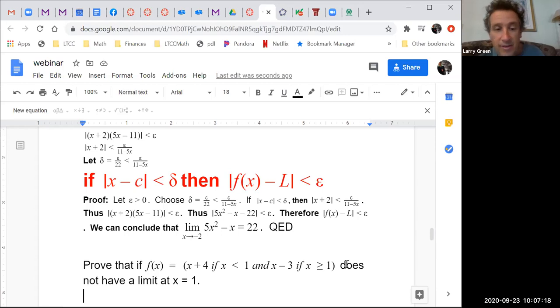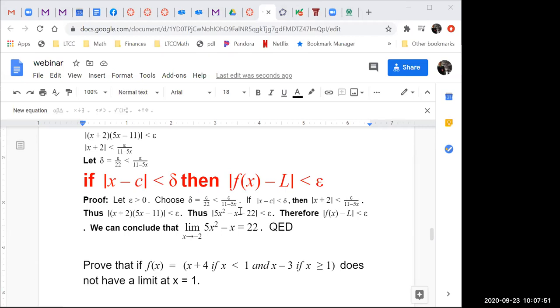All right. So again, if we plug in 1, 1 plus 4 is 5, 1 minus 3 is -2. So you can guess that it's not going to have a limit. That's not a proof, by the way. To prove it, you have to show that there is an epsilon that can be given at which no matter what delta greater than 0 you find, it's never going to work. Any questions on that?